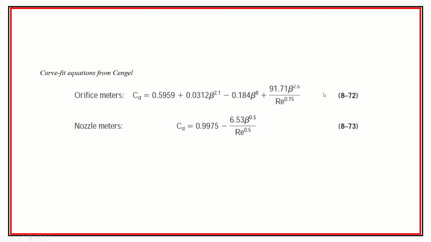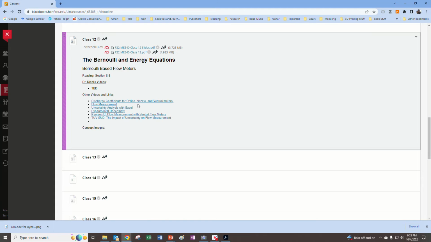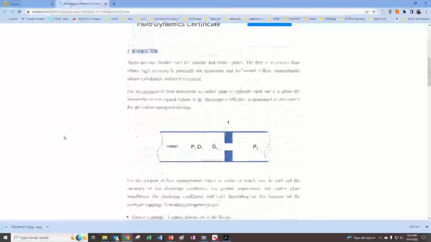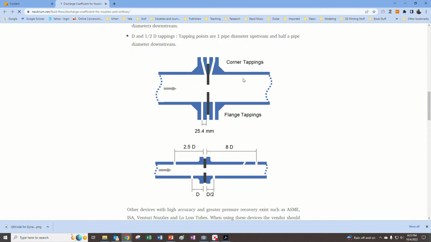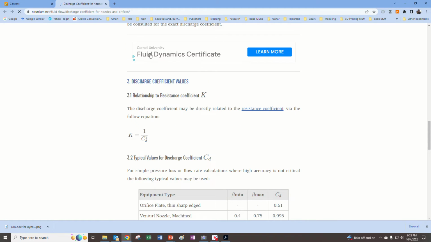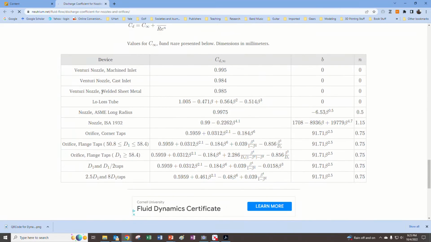And I actually found where these come from, interestingly enough. Let me go over to that website, or a source that repeats them. If you go to the discharge link that will be in Blackboard, you can see the company page. I don't know who they are or what they do, and I'm not advertising for them. But if you come down, you can learn more about fluid dynamics, including a certificate from Cornell University. Oh, this advertisement, that's interesting. If you come down to here, here's where some of those came from.